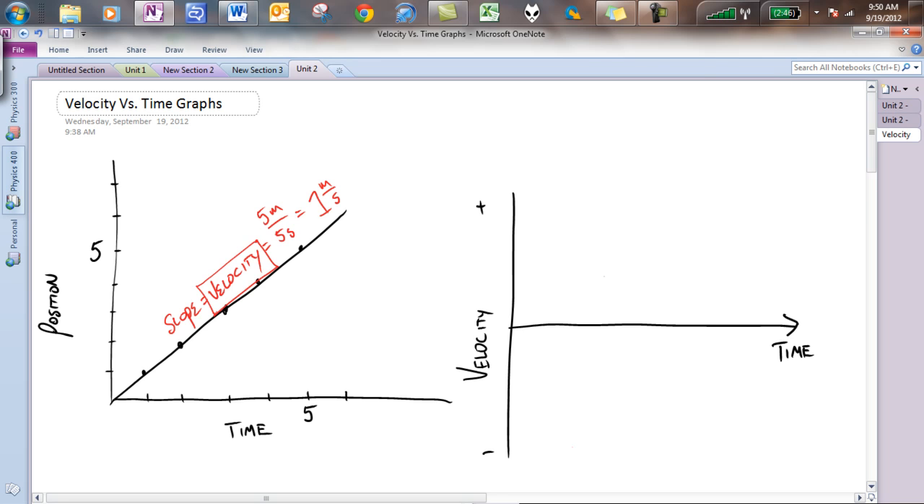The next thing, and this is the most important thing to understand about this graph, is that the slope of this line is constant, aka the slope of the velocity is constant. So when I talk about a constant velocity, it means the velocity value is staying the same for this whole entire time.